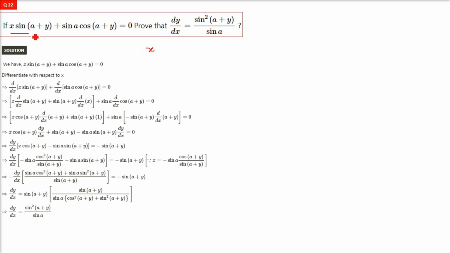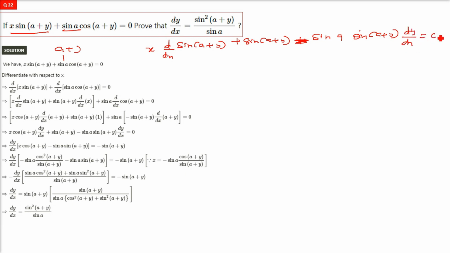So we will apply the product rule. So x d/dx of sine(a+y), and then plus sine(a+y) d/dx of x. I am not writing it, it is going to be 1. And then plus sine a is a constant, so you can write just like this. And cos is minus sine(a+y), so this plus is actually minus now, because cos differentiation is minus sine(a+y), and then the differentiation of a+y is 1 plus dy/dx. So it will be dy/dx. And this is going to be equal to 0.